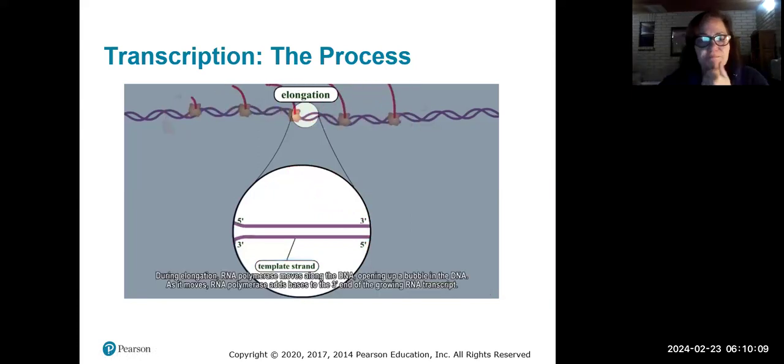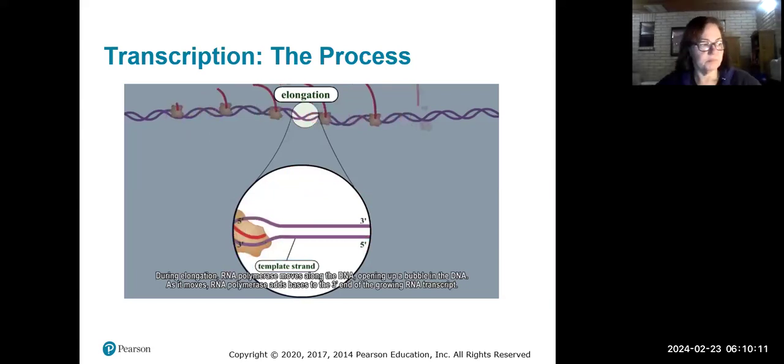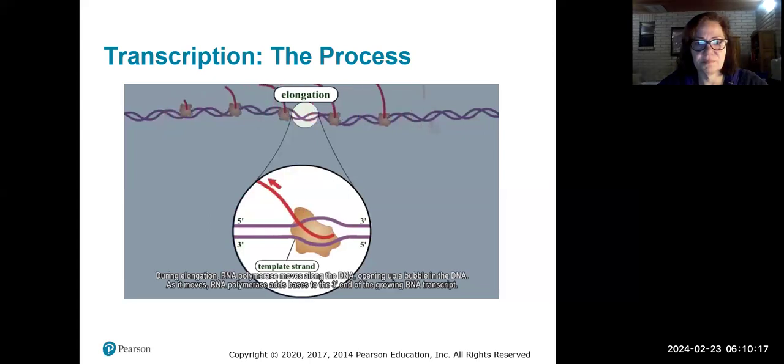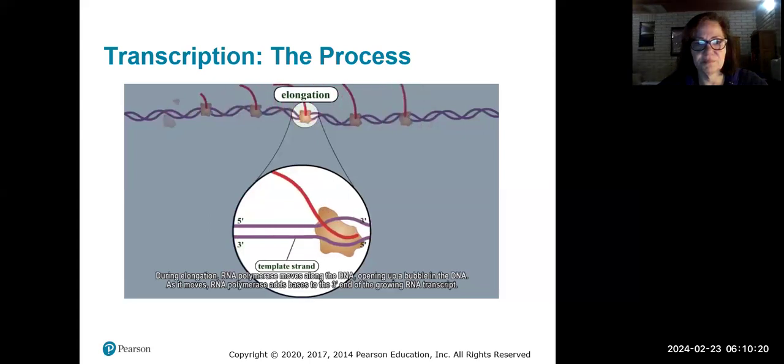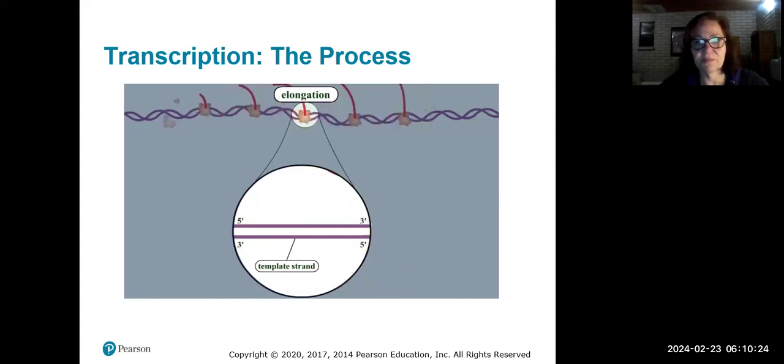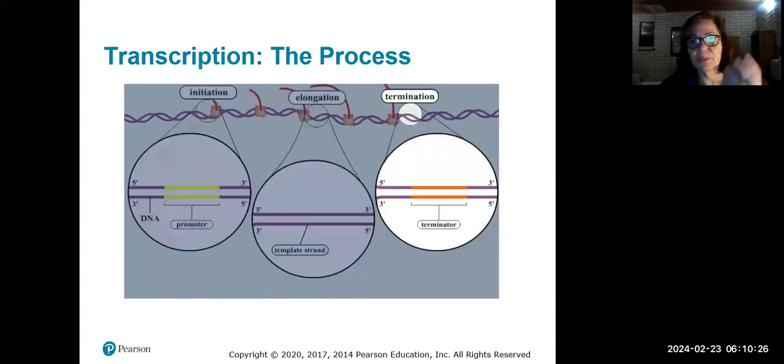During elongation, RNA polymerase moves along the DNA, opening up a bubble in the DNA. As it moves, RNA polymerase adds bases to the 3' end of the growing RNA transcript. So just getting longer. And then finally, we're going to wrap it up.